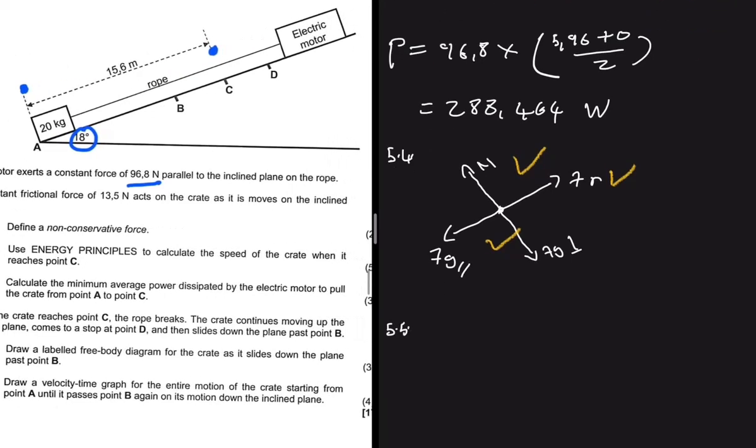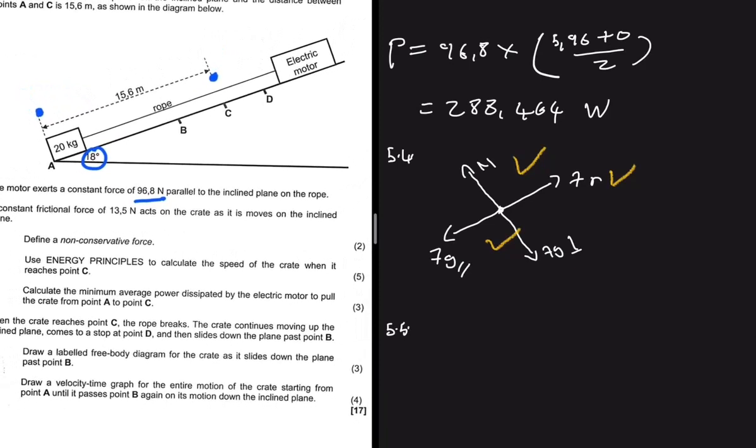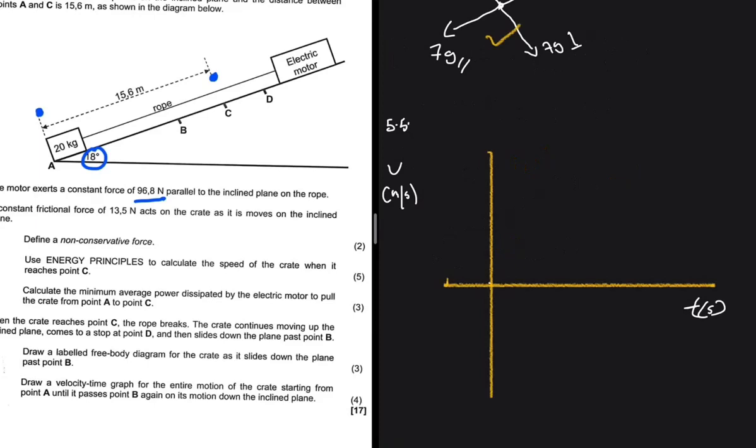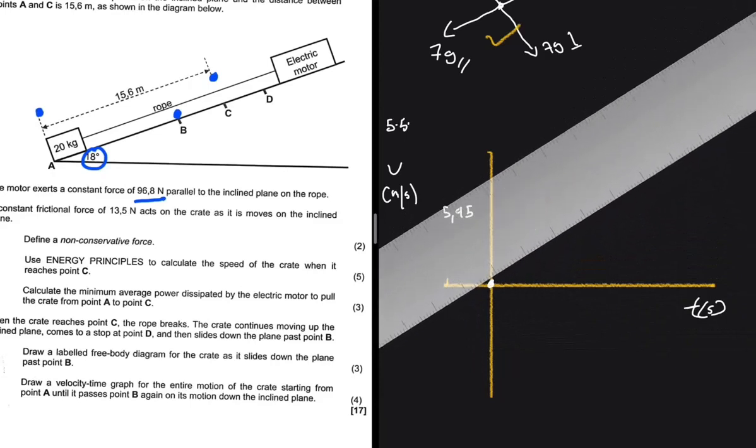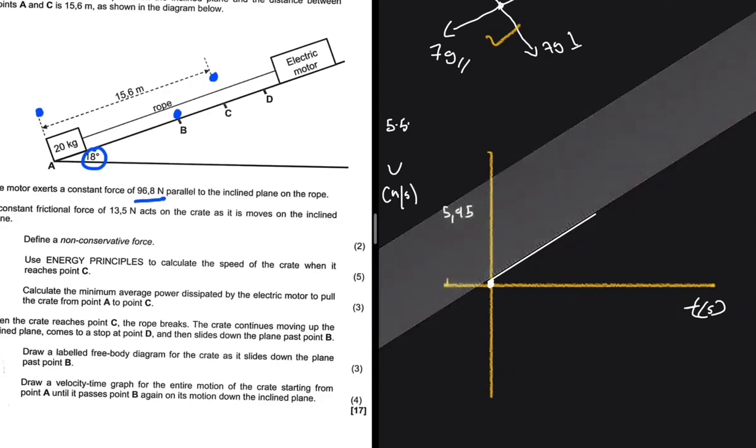In 5.5, let's draw a velocity-time graph for the entire motion of the crate, starting from point A until it passes point B again on its motion down the inclined plane. Well, we studied that V is equal to 0. And then at point C, we have a velocity of 5.95 meters per second. So let's write 5.95 here. And then let's have our VT graph. There we go, 5.95.